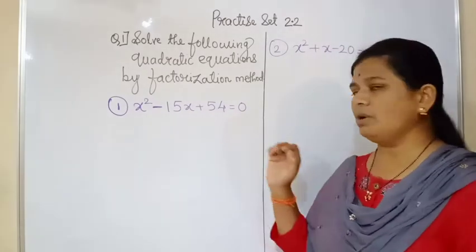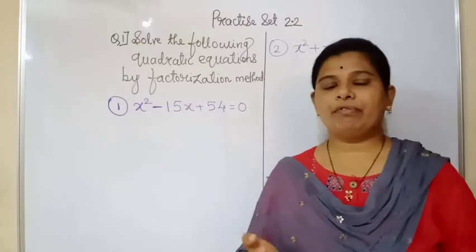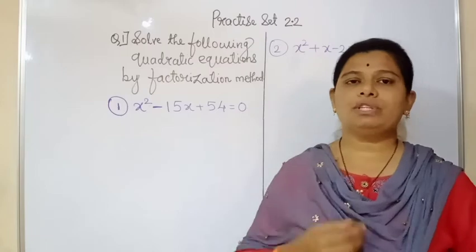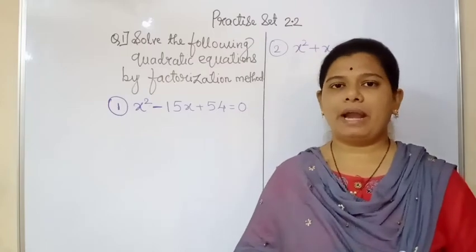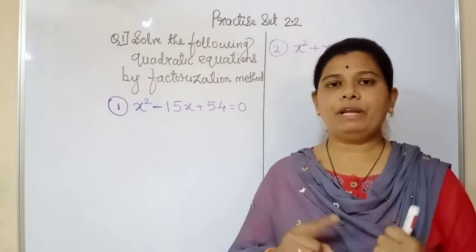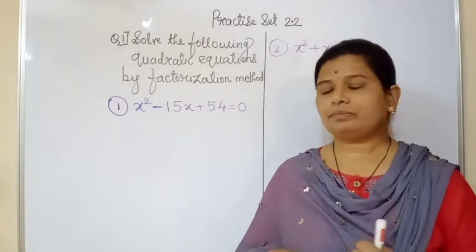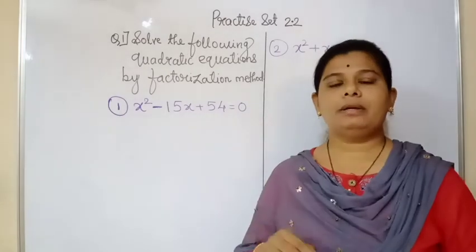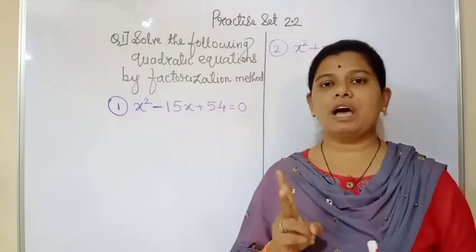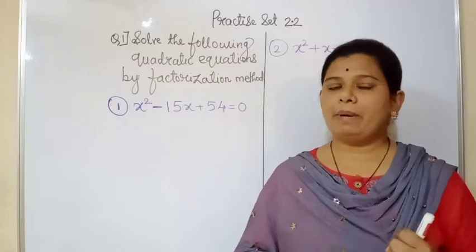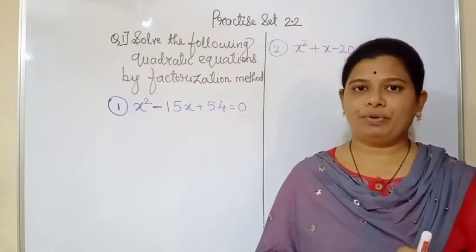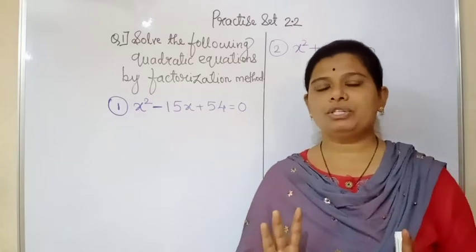As I told you, the factors of 54 are 9 sixes are 54. So which are the two factors? 9 and 6. The second thing: if we add 9 and 6, what will be the answer? 9 plus 6 is 15. So both conditions are fulfilled. By multiplying we get 54 and by adding we get 15.